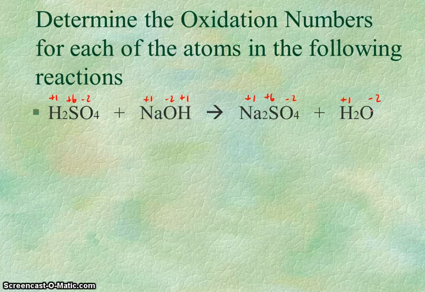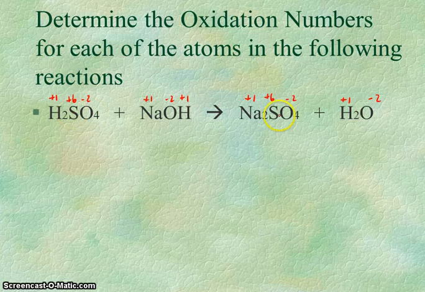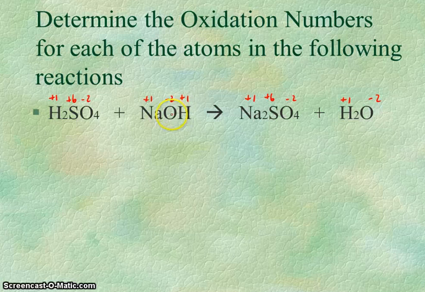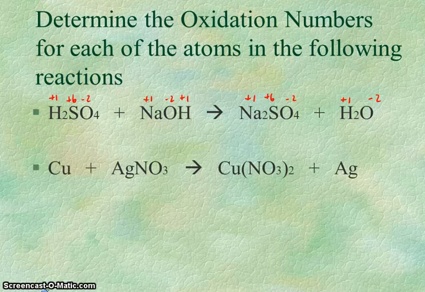Now we want to look at the oxidation numbers on both sides of the reaction. Hydrogen on the reactant side and on the product side is +1. Sulfur is +6, +6. Oxygen on the reactant side and on the product side is -2. So we don't have any changes in oxidation state as we go from the reactant side to the product side. Let's look at another example.